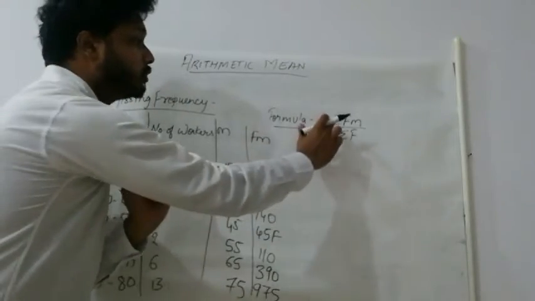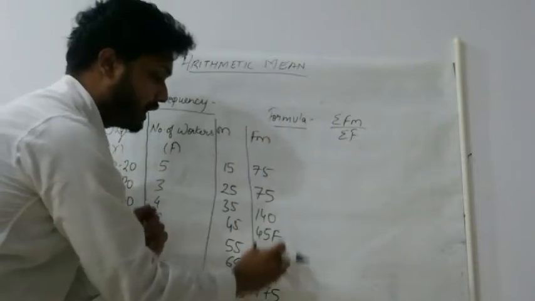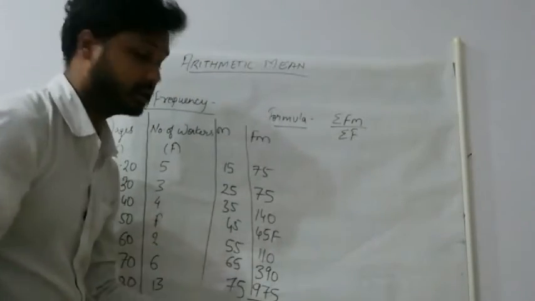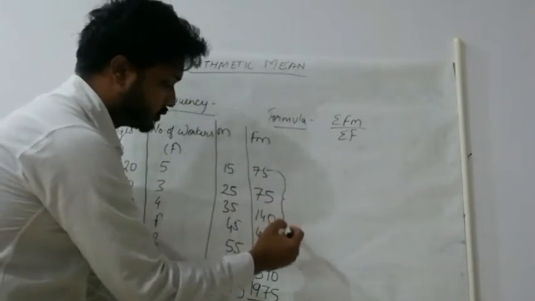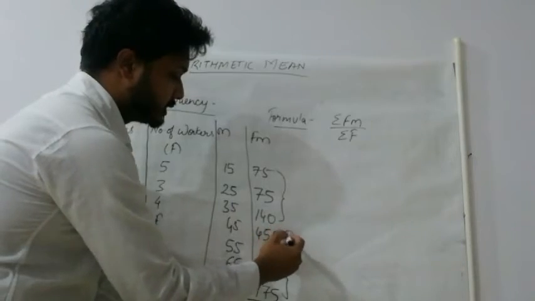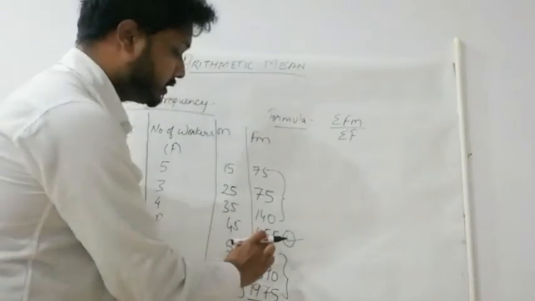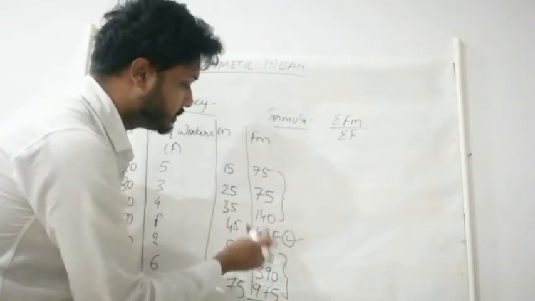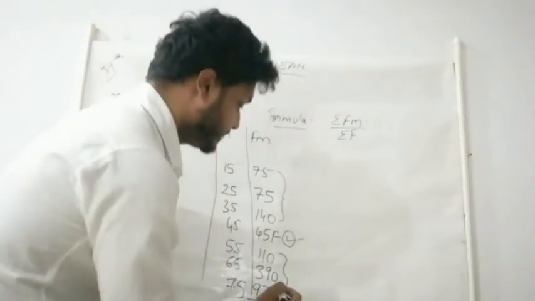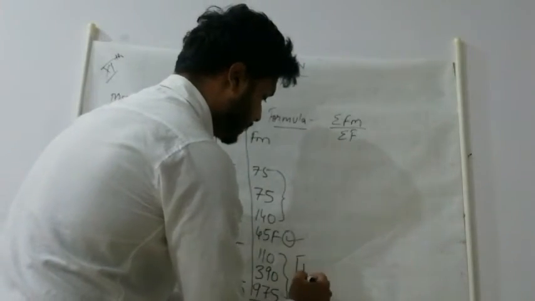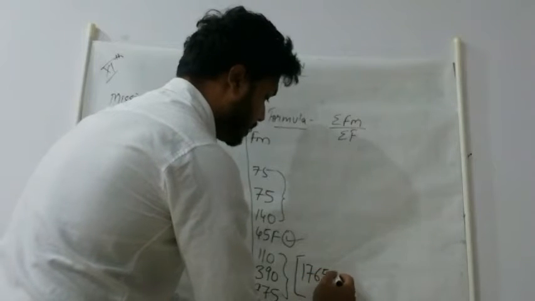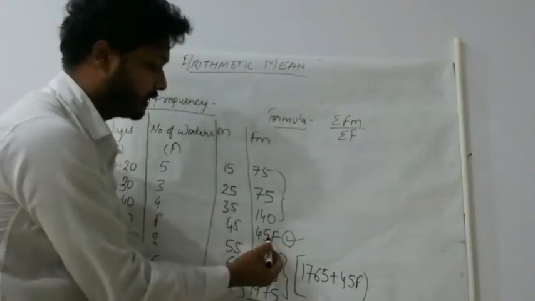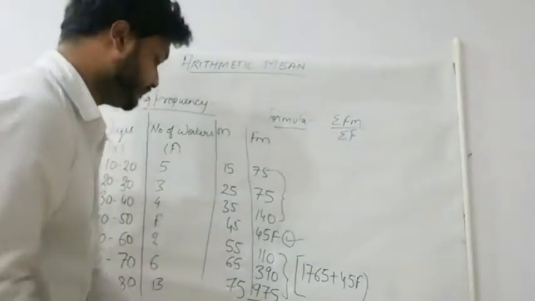Okay, now what we need to find out? Summation of fm. This means that we have to add all these values. Okay, when we will add, students, what you have to do here is that add all the values except this one. Okay, why? Because here variable is also given, so it will not be added with these numbers. So add all the numbers and write this one separately. It means that it will be like this. Here I am writing 1765 plus 45f. Okay, addition will come 1765 and 45f we have written separately.